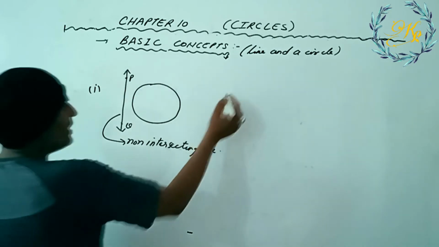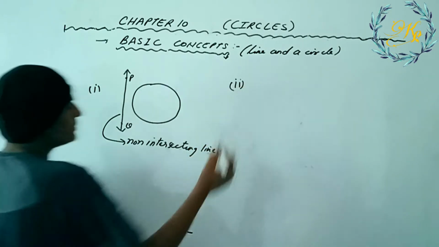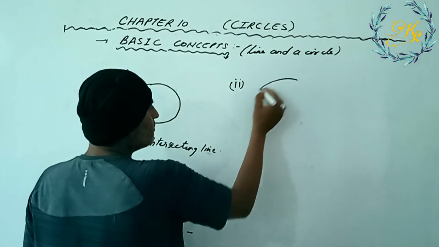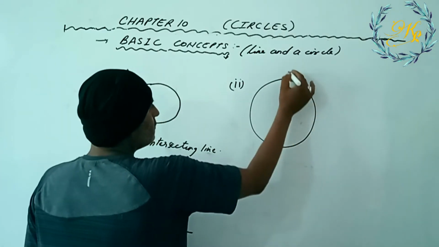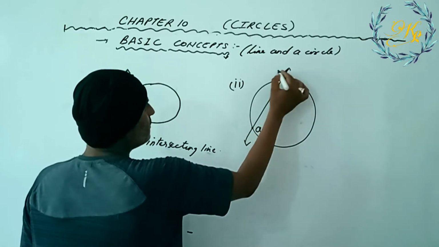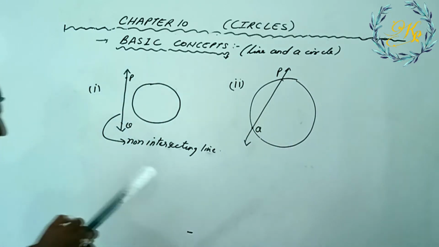Now, the second possibility is the line can touch the circle at two distinct points. You can call it a chord as well. Let this point be Q, let this point be P. Alright. So what do we see in the second case?